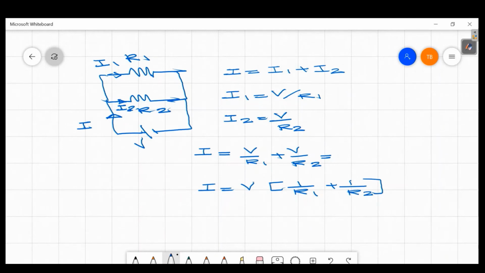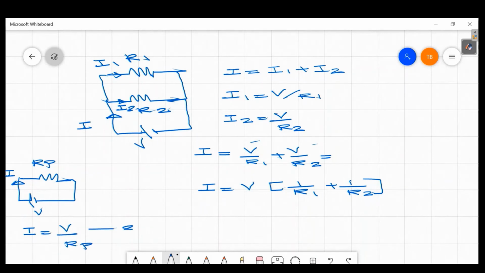Then we can draw another circuit with the same resistors R1 and R2, but here we are using Rp, that means the parallel equivalent resistance, with the voltage V and the current I. Then we can write here I is equal to V divided by Rp. Then put it as equation number 2. The same thing we had done in series, right?